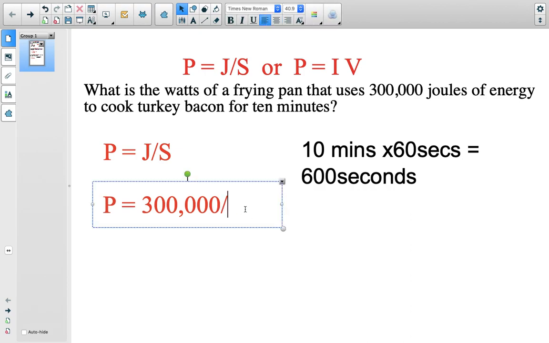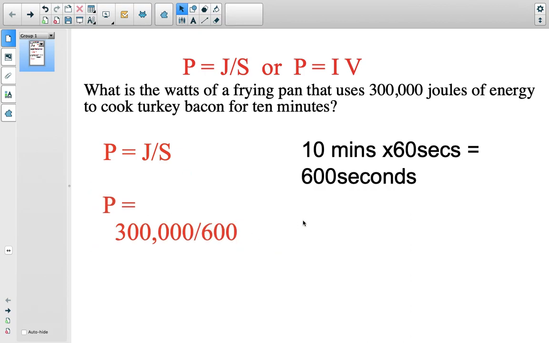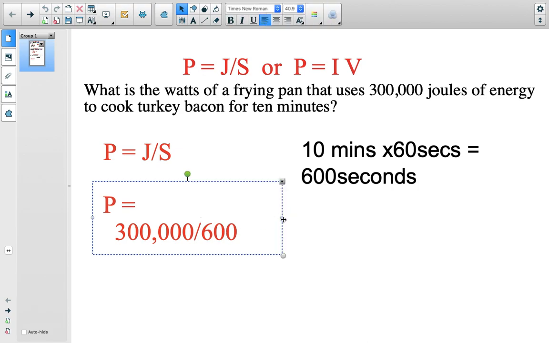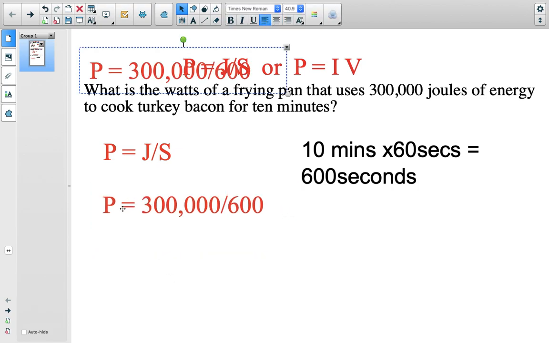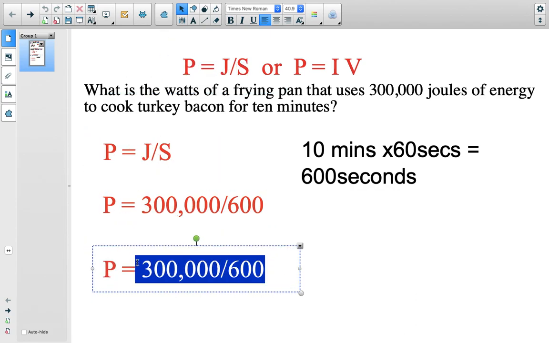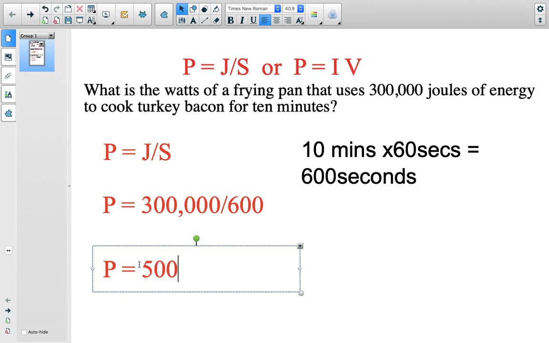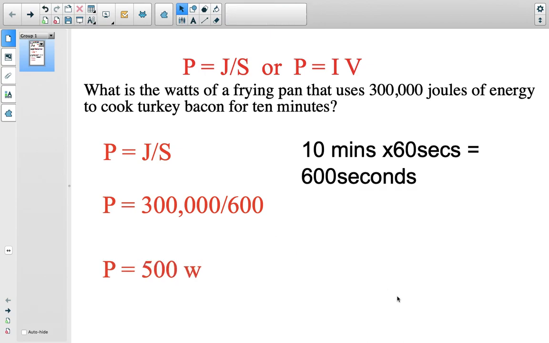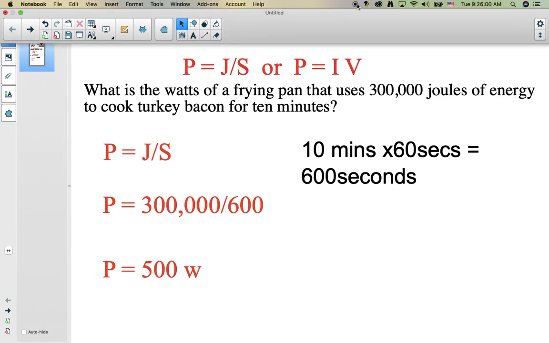So now I can put 600 here and divide these two to get a power rating of 500, and again, our units is watts. Okay, so you should be able to finish that worksheet that I have attached to your assignment.